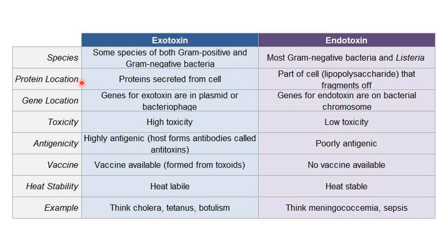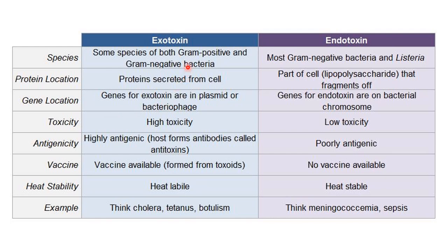Now protein location. The protein is secreted from the cell, and endotoxin is, sorry, not the protein, but the portion of lipopolysaccharide. It is a part of the cell that fragments off. Now the gene location. The genes of exotoxins are in plasmid or bacteriophage, and the genes for endotoxins are on the bacterial chromosome, because we are talking here about the outer membrane of the cell wall itself, so that has to be from the bacterial chromosome.